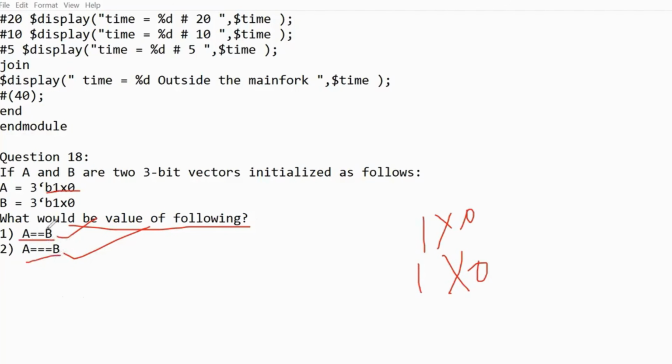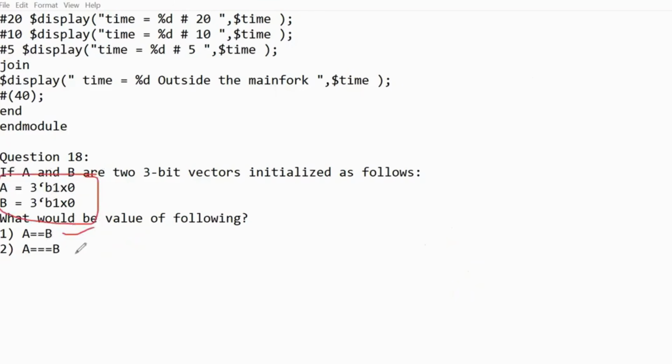First of all, what is the difference between both? Can anyone tell? Triple equal to will check for X and Z also. Okay, that is basically the case equality. So what will be the output here for both values? What will be the value for both conditions? Second will be true.